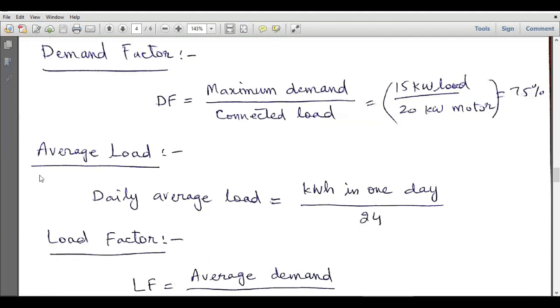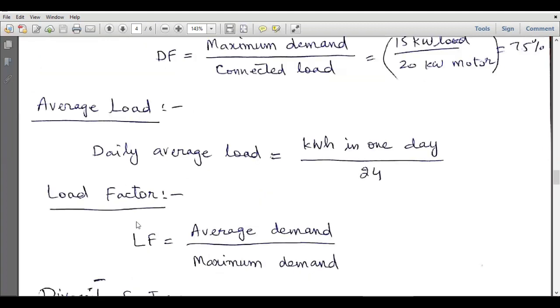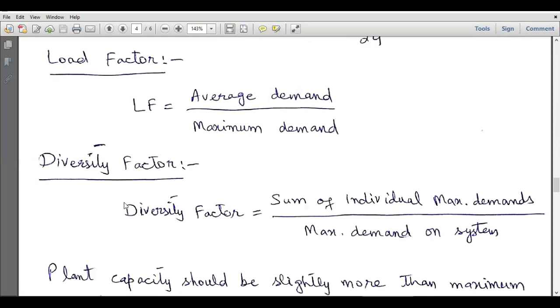Second important term is average load, and daily average load is the ratio of kilowatt hours in one day. So this is the energy, and if we divide this kilowatt hours in one day by 24, we will get daily average load. Load factor can be defined as the average demand divided by the maximum demand, and load factor will always be smaller than 1.